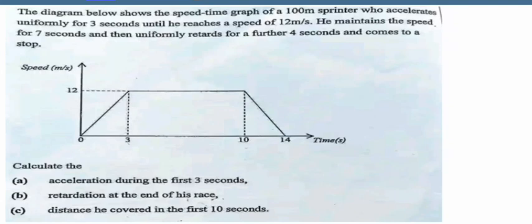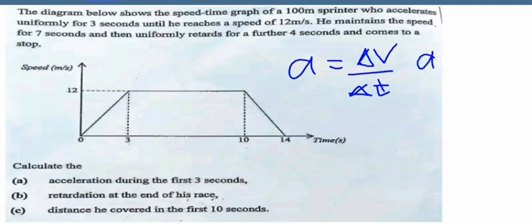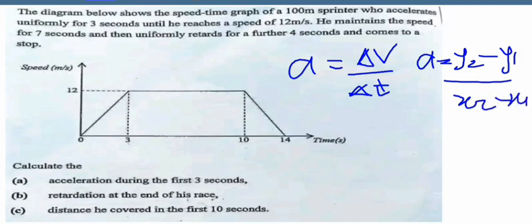The first one is saying calculate the acceleration during the first 3 seconds. So we need to calculate the acceleration here during the first 3 seconds. Acceleration is given by the change in velocity over change in time. Or if you don't want to use this one, you can use the formula for finding the gradient, where a is the acceleration, y2 minus y1 over x2 minus x1. This one is also applicable.